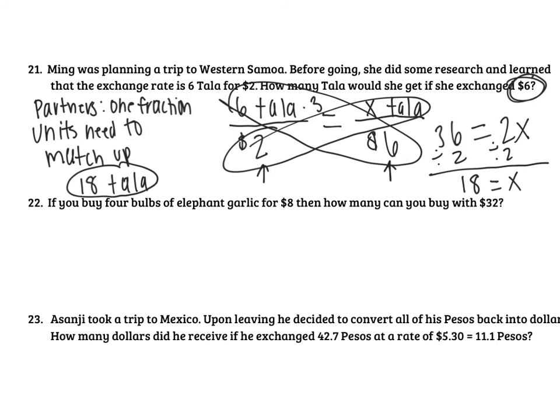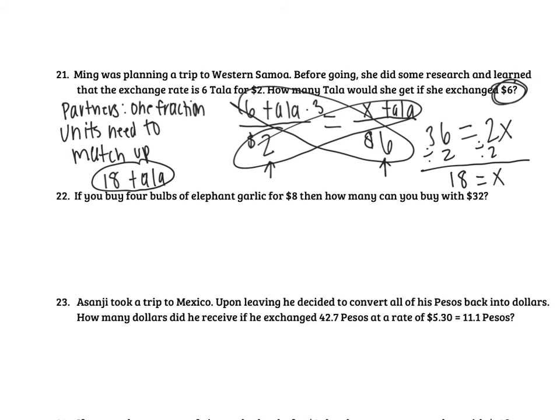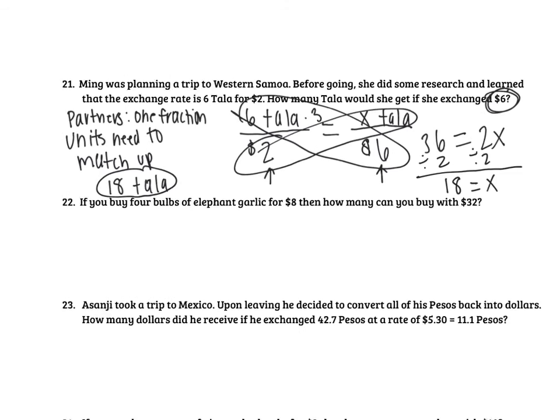So that's how we set up these proportions that are story problems. You want to match the things that are partners. They're going to go in one fraction. And then make sure your units match up, meaning if dollars is in the numerator, it's going to be in the numerator on the other fraction. Or if it's in the denominator in one, it has to be in the denominator on the other fraction.